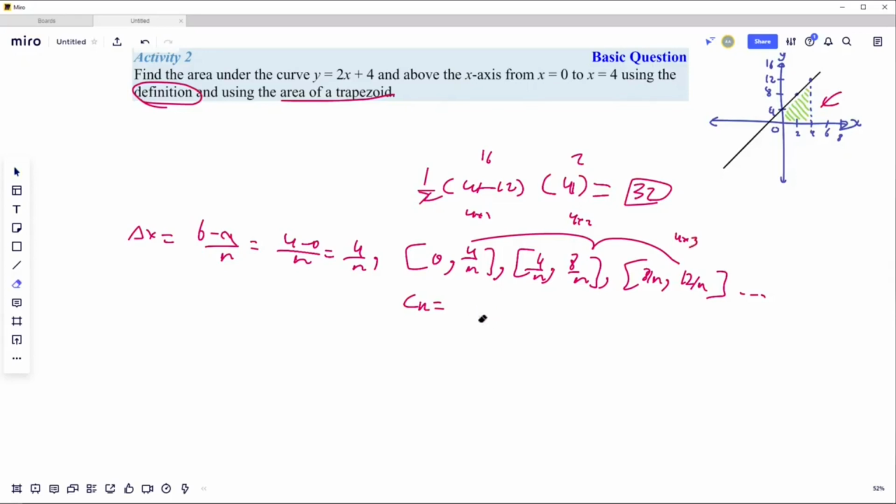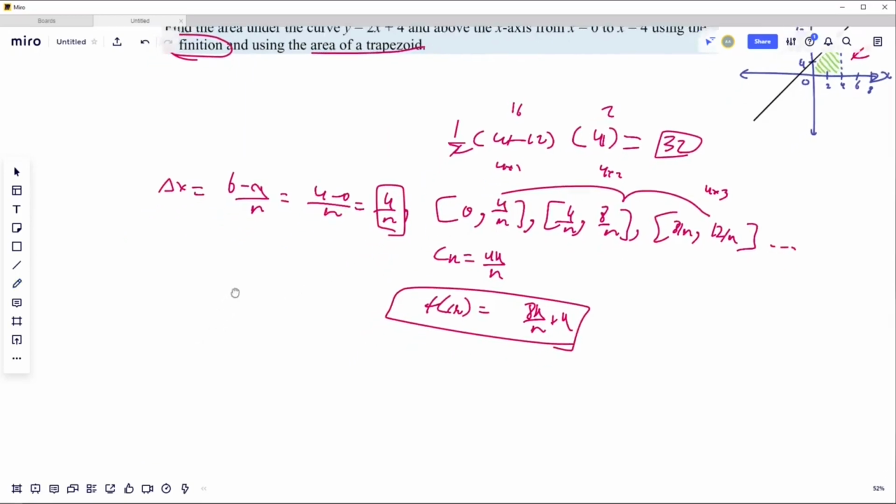So yeah, it's 4k over n. F, although we have that, we only need f of ck. So now f of ck, just put that up. It's 8k over n plus 4, because 2 times this and then plus 4, pretty much. I'm boxing this and this because that's what we need for the summation.